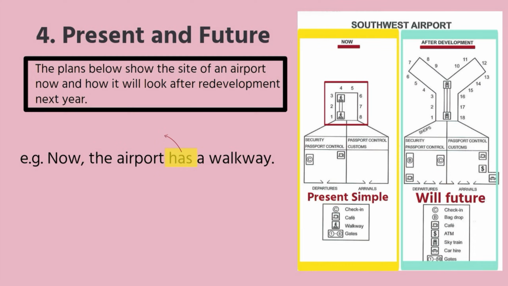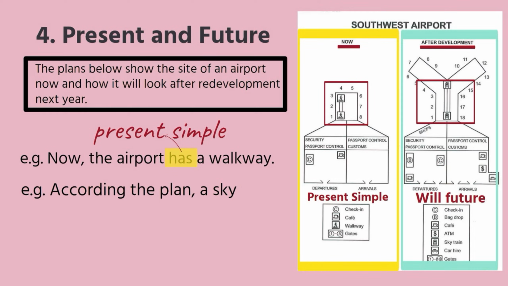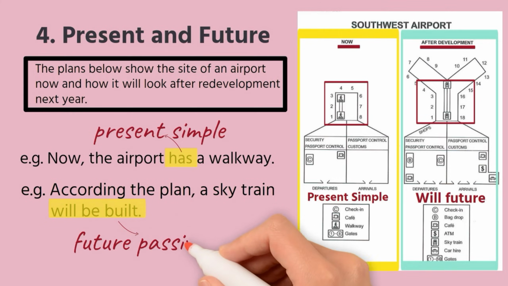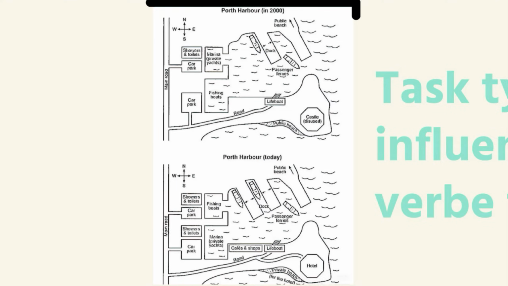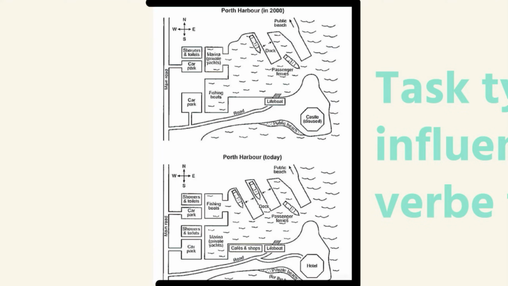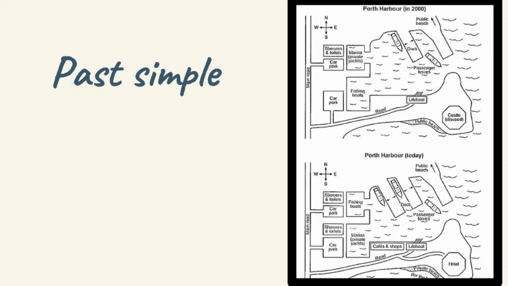For the future, according to the plan, a sky train will be built. Now we've got the future with the passive: will be built. And back to our practice test. We are dealing with a past and a present question. Write down your decision to use past simple for 2000 and present simple or present perfect for today.